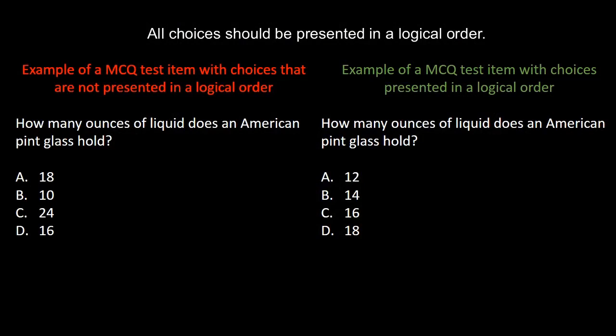The response choices should be listed in a logical order. For example, with numbers, either high to low or low to high. The example on the right shows the responses in numerical order, low to high. In the example on the left, the responses are in a random order. We have 18, 10, 24, 16. There isn't much logic to how we've determined what number goes for A, B, C, or D. When writing distractors, by keeping responses in a logical order, this helps us to avoid bias in position in terms of where to find the correct response.